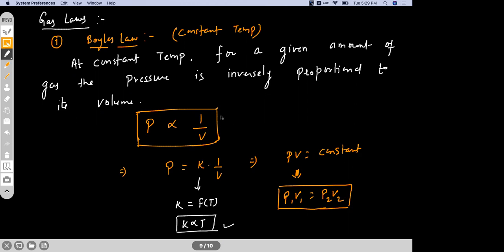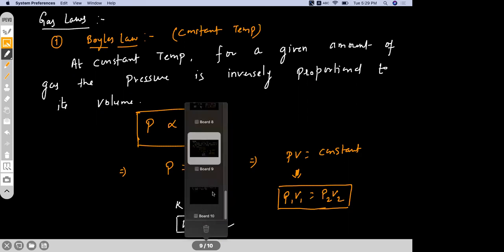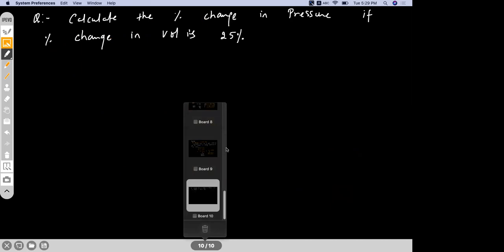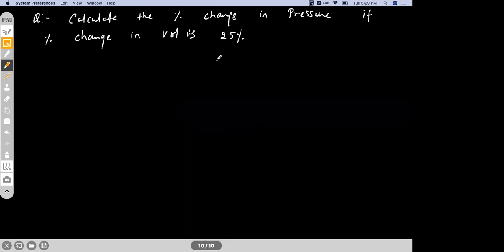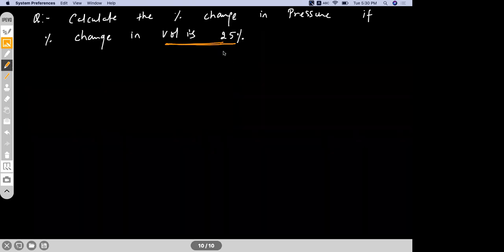See this question. It says the percentage change in volume is 25%. So first of all, it is not mentioned here whether the volume is decreased by 25% or increased by 25%. It says the change is 25%. Are you getting it? The question is saying about the change. It does not mention whether it has been increased or decreased. So both cases we have to assume. Case one, when the volume increases, and case two, when the volume decreases.